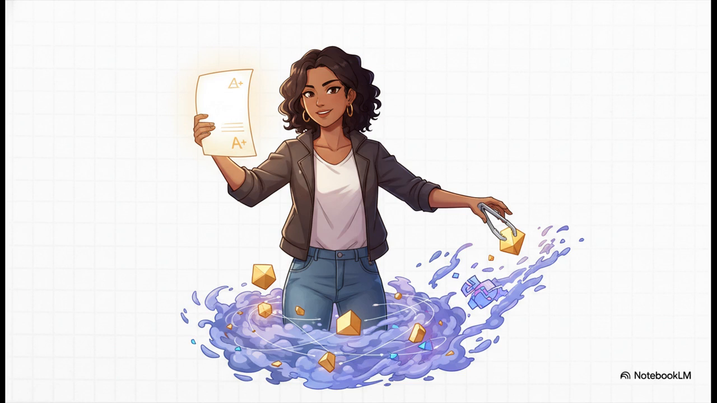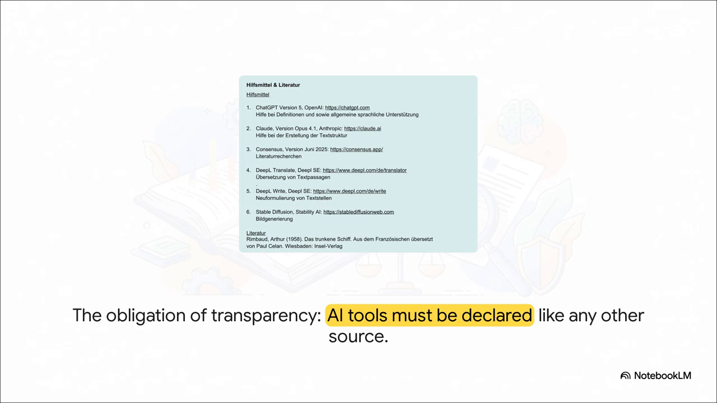You have to be aware that AI models can hallucinate. They can make up facts and even make up sources. The bottom line is, you must always verify everything the AI gives you. And this slide says it all. Transparency is non-negotiable. Just like you cite books and articles, you must also declare the AI tools you've used. This is a fundamental part of academic honesty and usually belongs in its own Tools Used section in your bibliography.